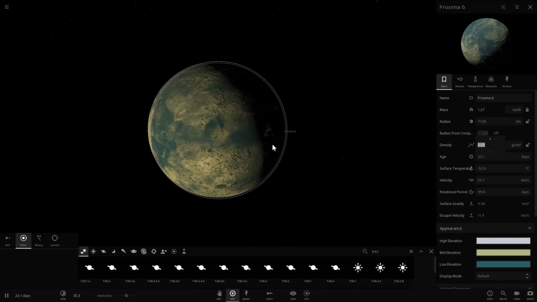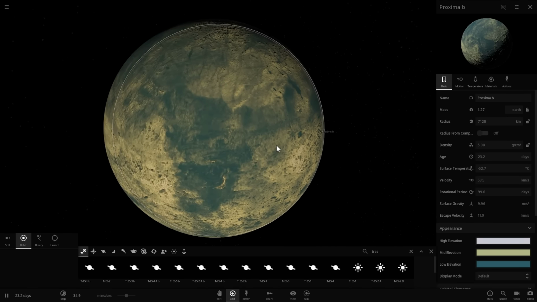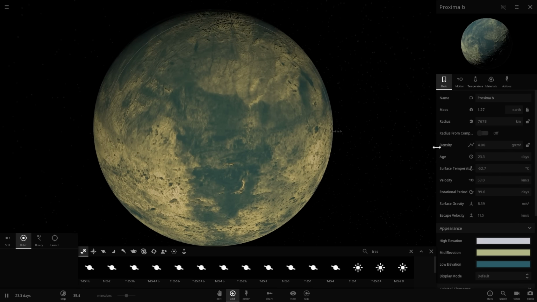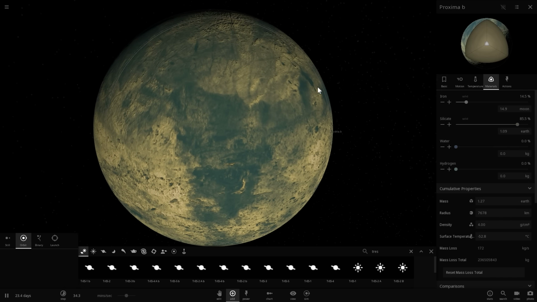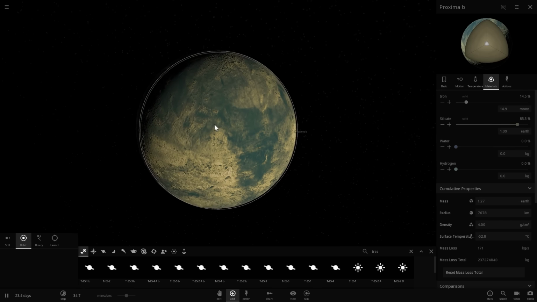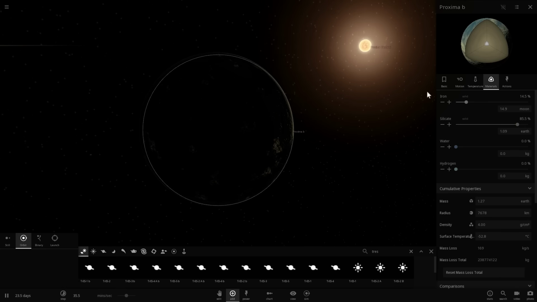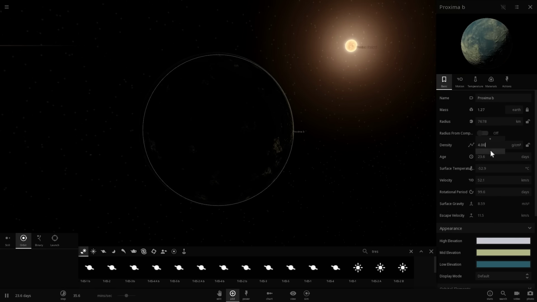Densities higher than 5 mean that maybe, just maybe, there is a magnetosphere and we can potentially make this a habitable world in the future. Densities lower than 4 suggest that this planet doesn't have enough iron and thus would probably not have enough magnetosphere for us to survive. And that's essentially why density is so important.